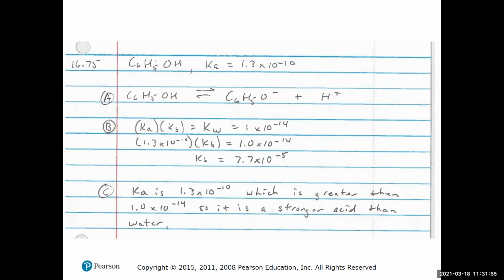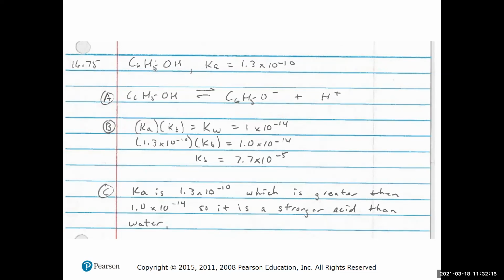So here's phenol, C6H5OH. That gives us C6H5O minus, so we lose that proton. Phenols aren't hugely acidic, but they are somewhat acidic. And then you get the proton there. So that would be our reaction that we would write out.